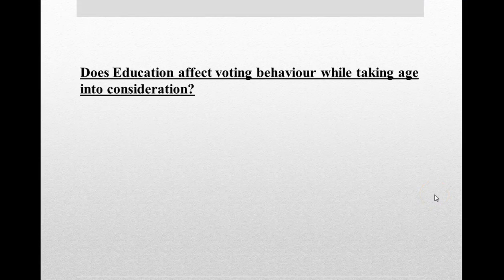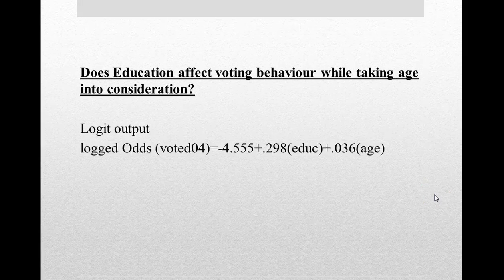The output gives us the coefficient estimates that we can put into our model, and the logged odds of voting would equal negative 4.555 plus 0.298 educ plus 0.036 age. Again, to understand these coefficients, we follow a straightforward multiple regression protocol. The coefficient on educ, 0.298, is telling us that controlling for age, each additional year of education increases the logged odds of voting by 0.298.